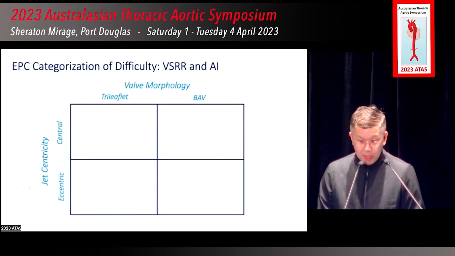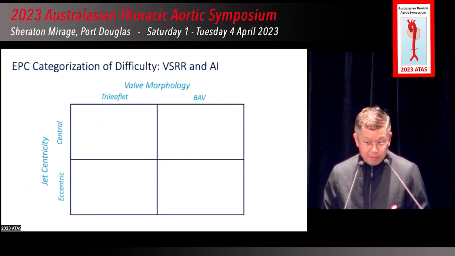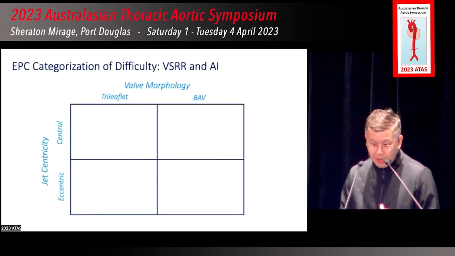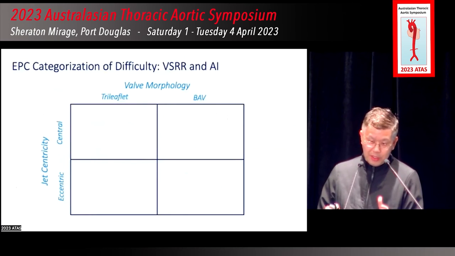And so, when you think about bicuspid valve, AI and doing a valve sparing, there's sort of 4 categories based on valve morphology and jet centricity that are increasing levels of difficulty.